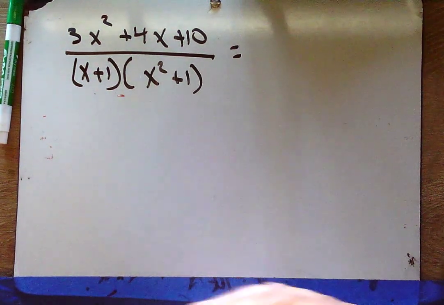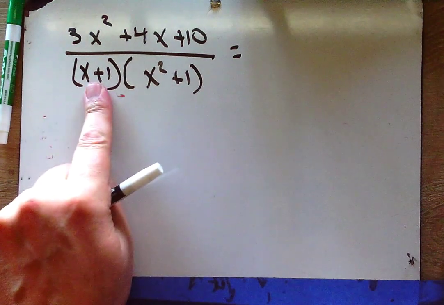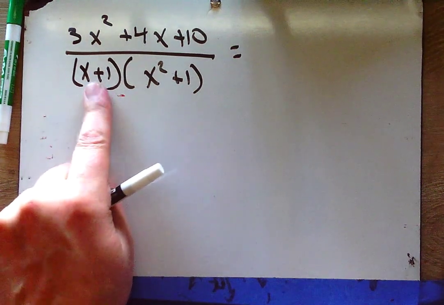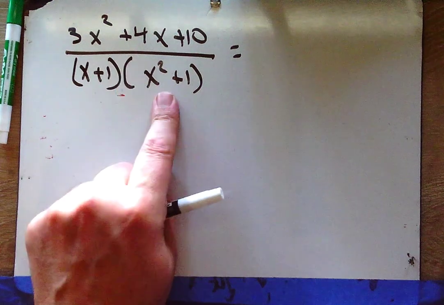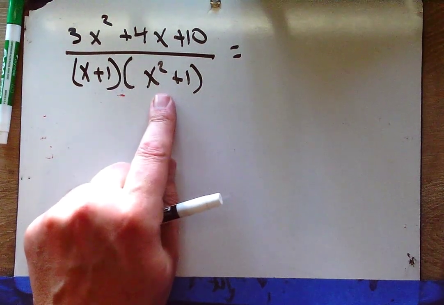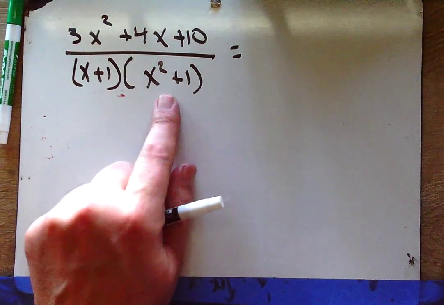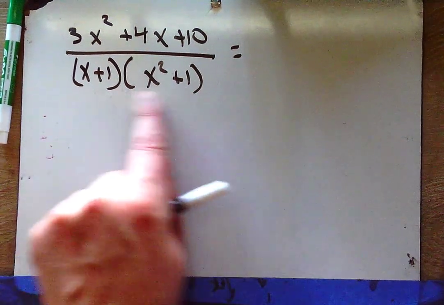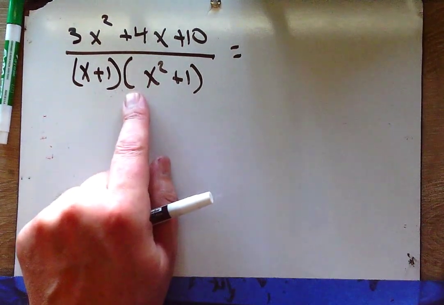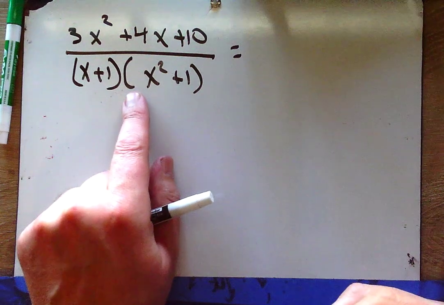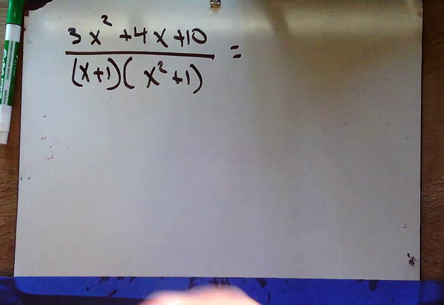Hi, welcome back. That's case 1. That's not quadratic. That's case 1. This is case 3. Non-repeated irreducible quadratic. I can factor that as a difference of squares only if I use imaginary numbers. And I'm not doing that.